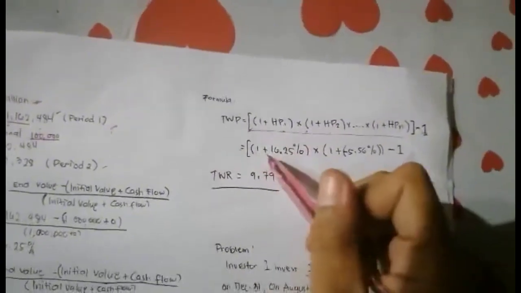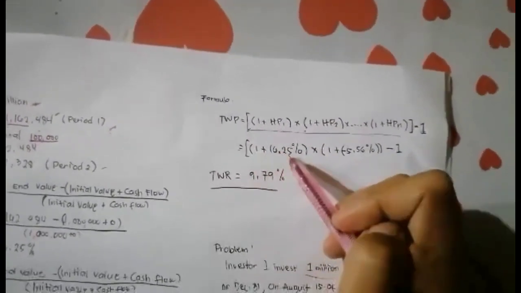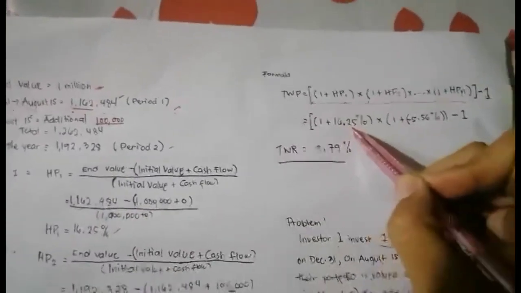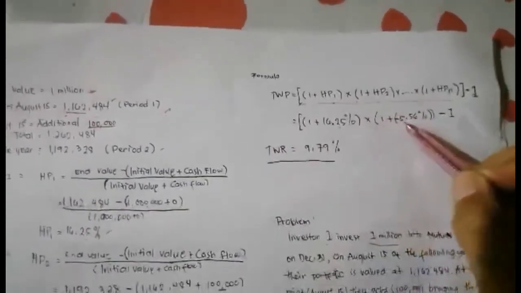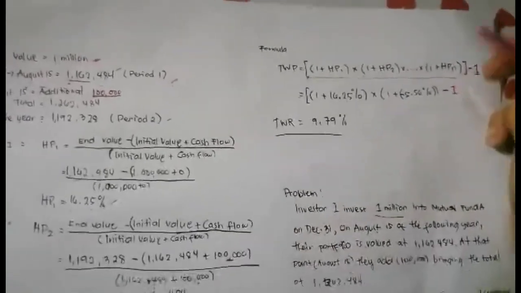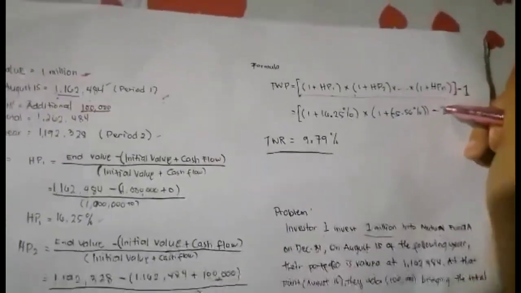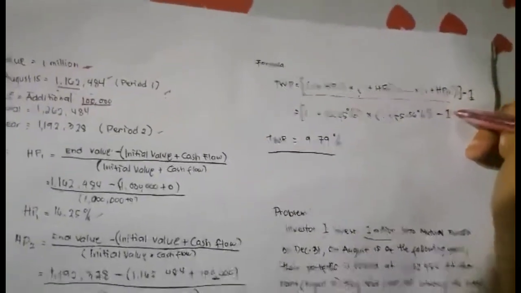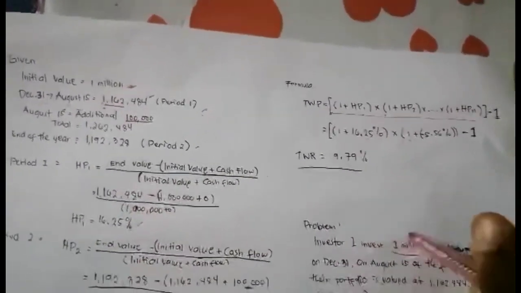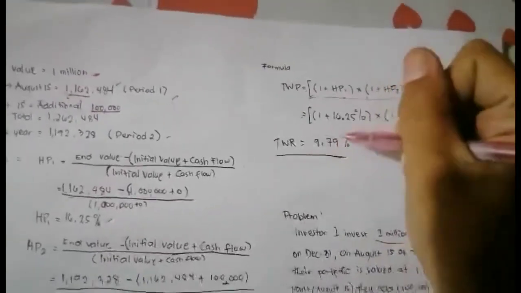So here 1 plus 16.25%, which is the first period return, multiplied by 1 plus negative 5.56%, which is the second period. And the result will be subtracted by 1. The total result subtracted by 1, so the total time-weighted rate of return of the investment of investor 1 is 9.78.